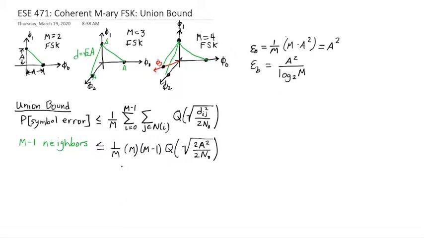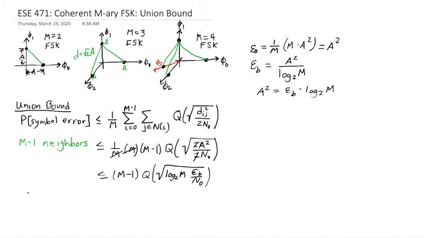So what we do is we plug in for a squared. This means that a squared is equal to energy per bit times log base 2 of M. And so we can rewrite this expression, canceling the M's. We've got M minus 1 times the Q function of, the 2's cancel, and the a squared becomes energy per bit times log base 2 of M. I'm going to write this log base 2 of M out front, and then the Eb over N0.